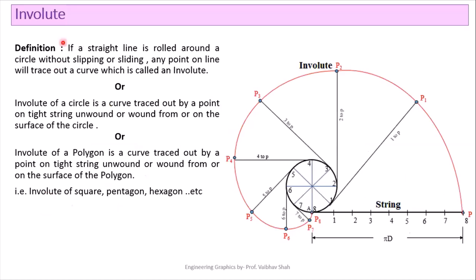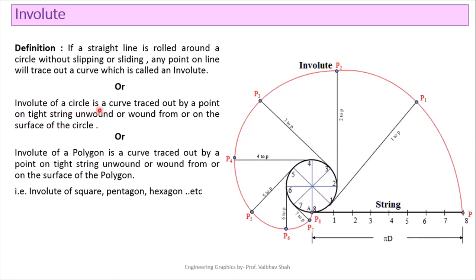Now next, involute. Let's define involute first. If a straight line is rolled around a circle without slipping or sliding, any point on the line will trace out a curve which is called an involute. Let us suppose this is your circle and this is your straight line, string or any straight line, which will be rolled around this circle. These are the different positions of your straight line as it rolls around your circle, and if you trace out the end point of this line, you will have this red curve, which is nothing but your involute.